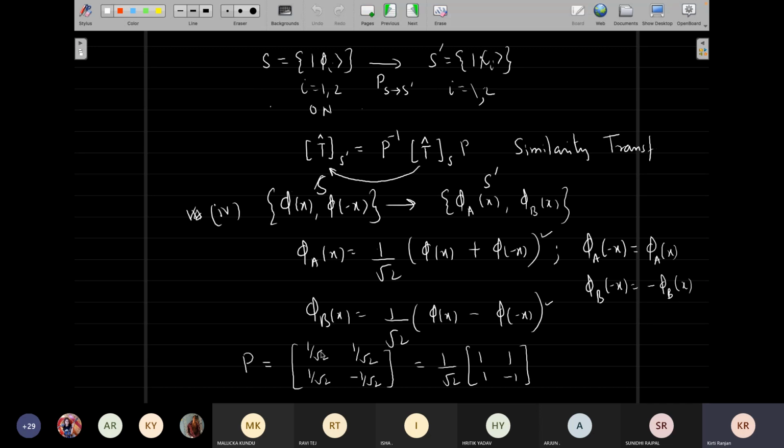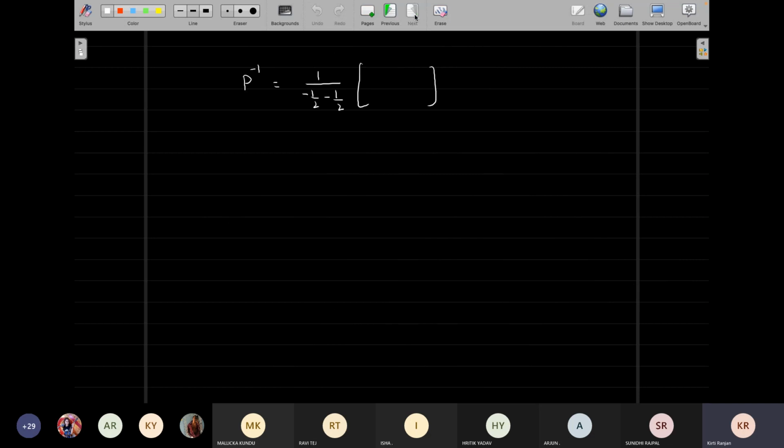No, not 2 root 2. It is a simple one. You see, 1 by root 2 multiplied by minus 1 over root 2 will give you minus 1 over 2. Minus of again minus 1 over 2. So this will just give you actually minus 1, nothing beyond that.